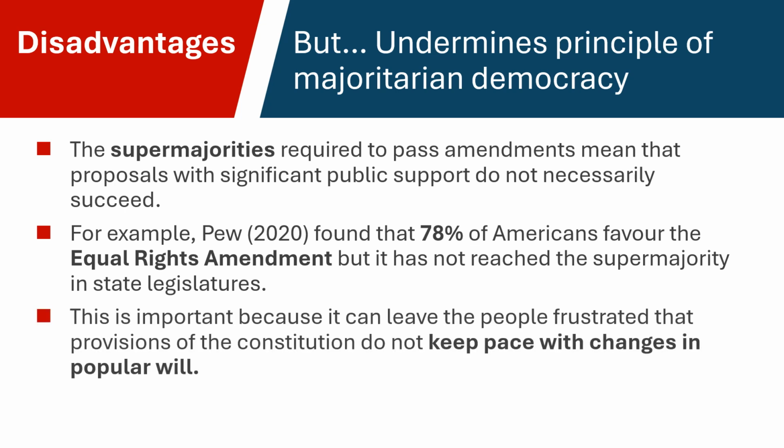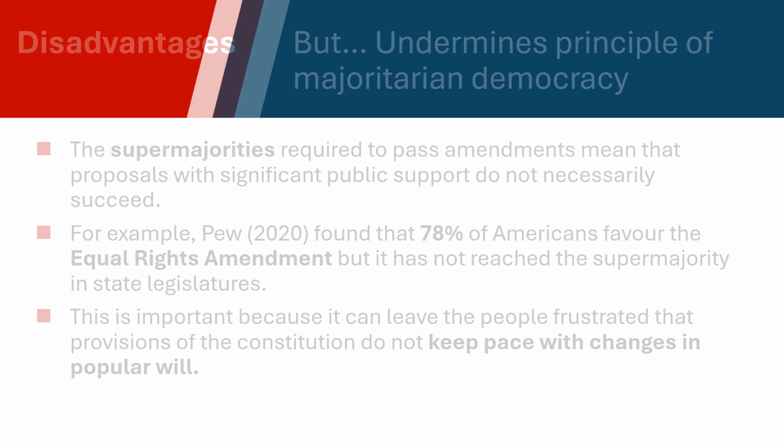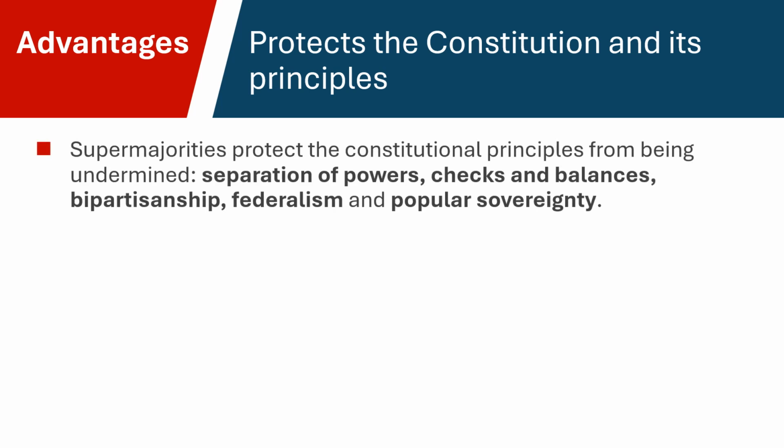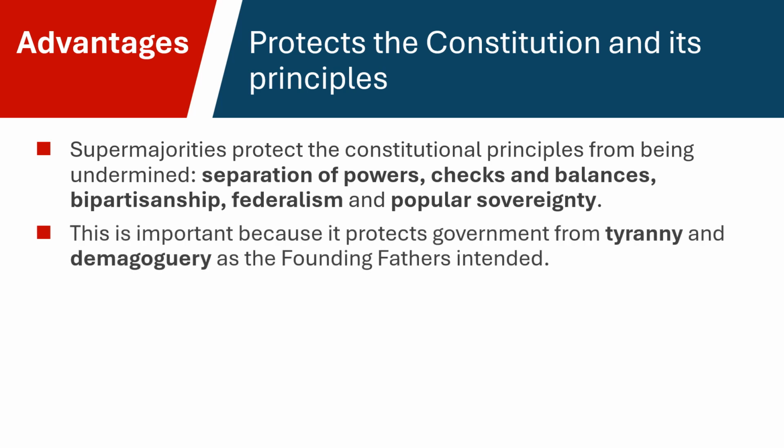This is important because it can leave the people frustrated that provisions of the Constitution do not keep pace with changes in society and popular will. Another advantage is that the formal amendment process protects the Constitution and its principles. Supermajorities protect the constitutional principles from being undermined: separation of powers, checks and balances, bipartisanship, federalism, and popular sovereignty. This is important because it protects government from tyranny and demagoguery as the Founding Fathers intended.